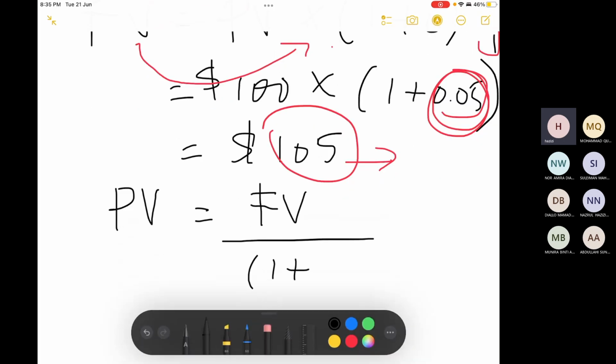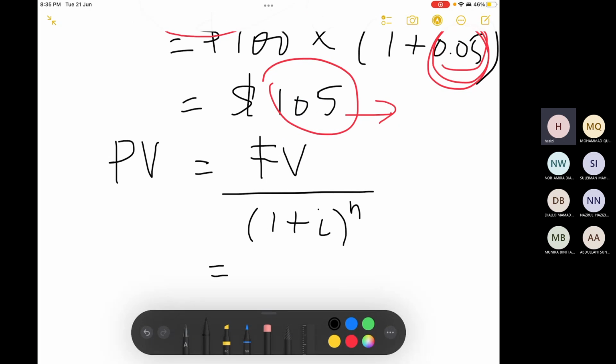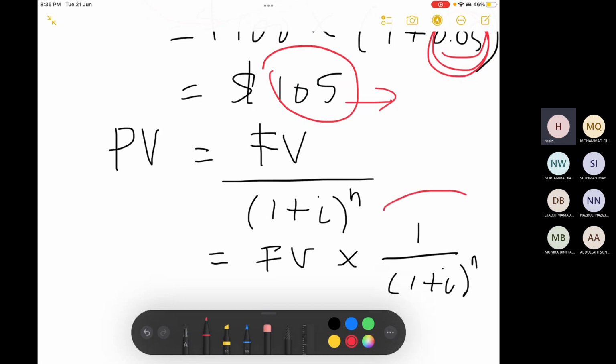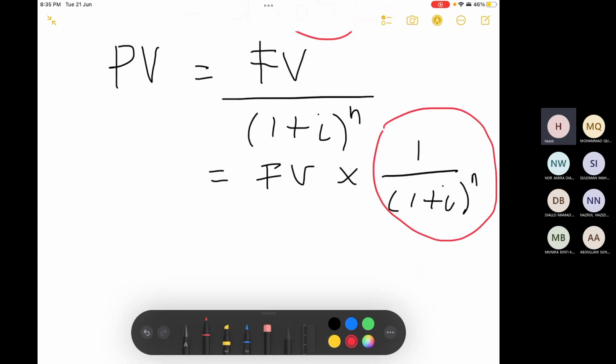divided by 1 plus interest rate to the power of n. Or we can write it in this manner: 1 divided by 1 plus the interest rate to the power of n. This is what we call the discount factor.